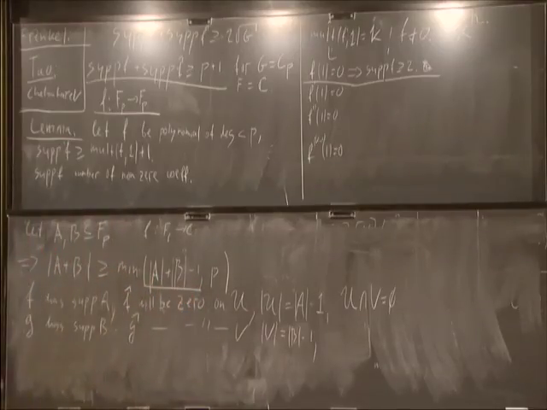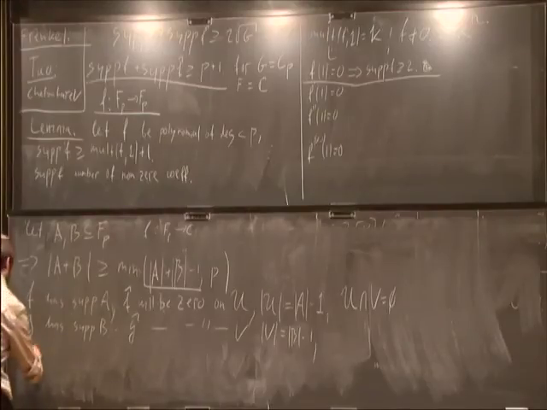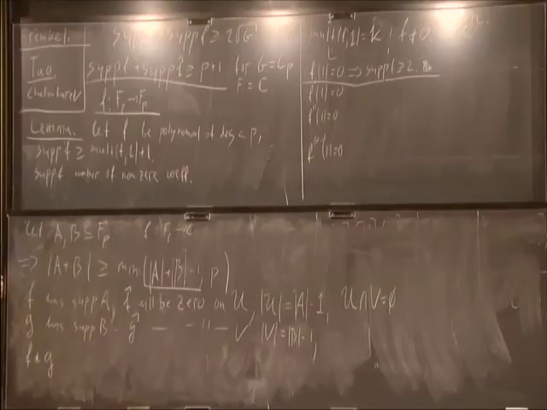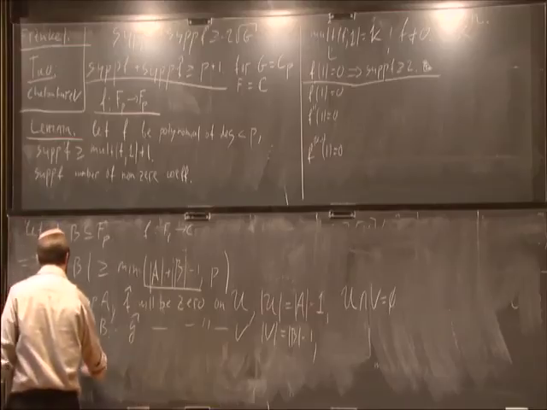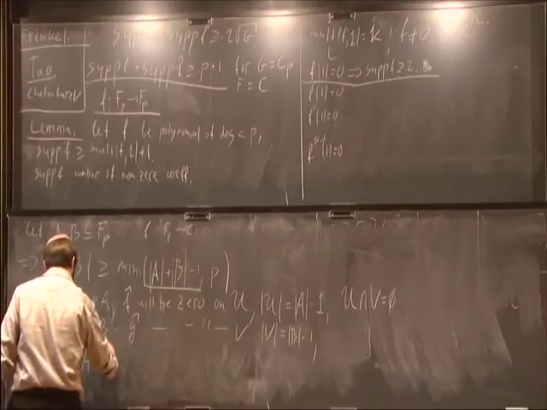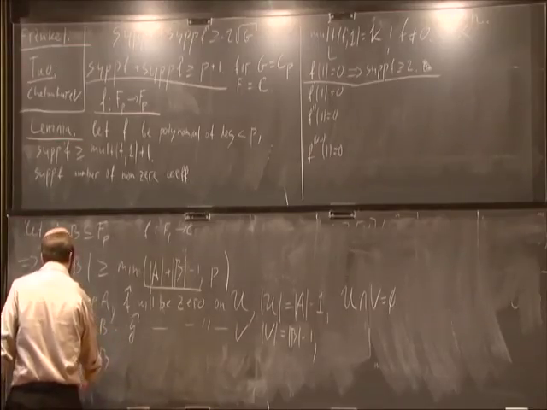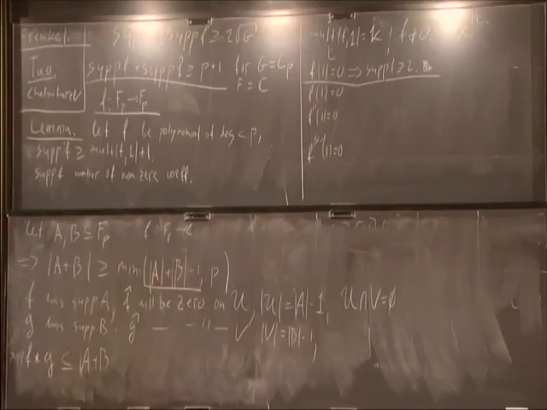Okay. So now, what happens? Let's consider f convolution with g. The support of f convolution with g is in A plus B. It's a subset of A plus B.